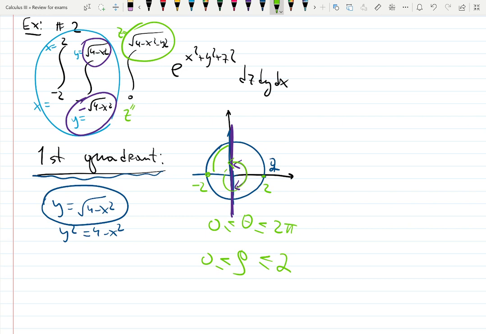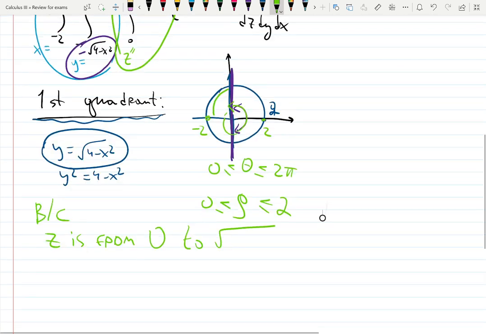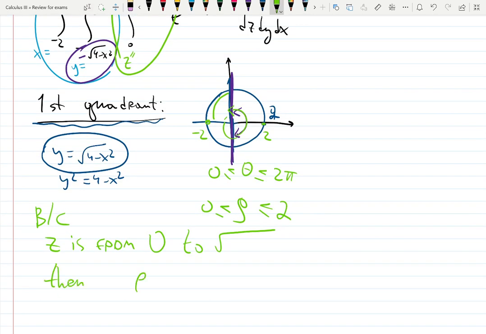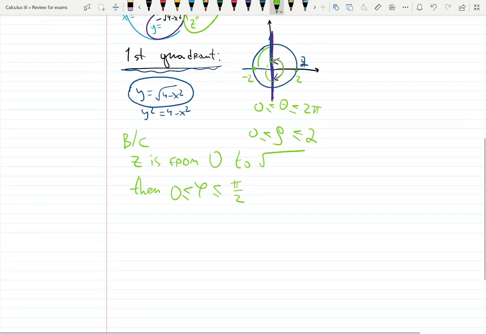I try to give you easy examples when it's not very tricky. In this case, since z is only going up, from 0 to positive, it's not going to go the whole thing from 0 to pi, it's only going to go half of it. Because z is from 0 to a positive square root, I can say that phi is doing only half the work, from 0 to pi over 2.